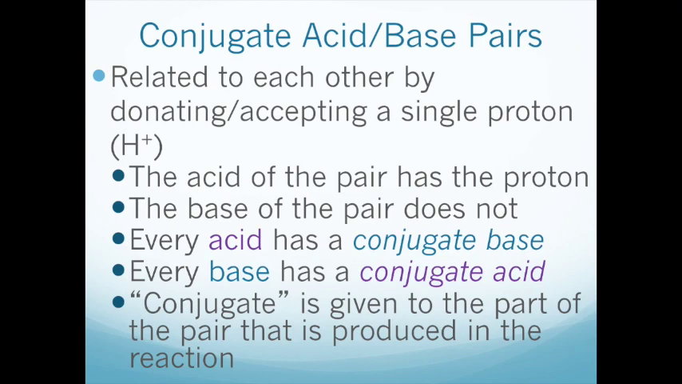a single proton. Now, the acid is the part that has the proton attached, and the base does not. Every acid has a conjugate base, meaning any acid can be deprotonated to form a conjugate base, and every base can be protonated to form a conjugate acid. Conjugate is given to the part of the pair that is produced in the reaction, so it's a product, and the reactants are the acids and bases.